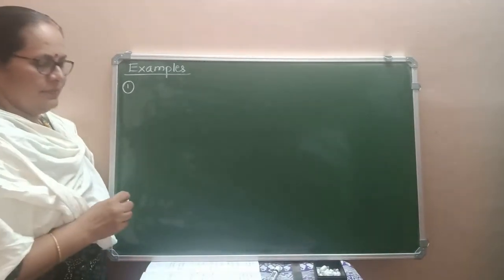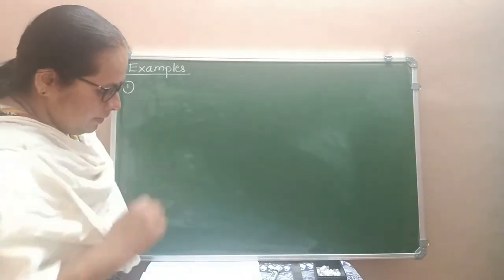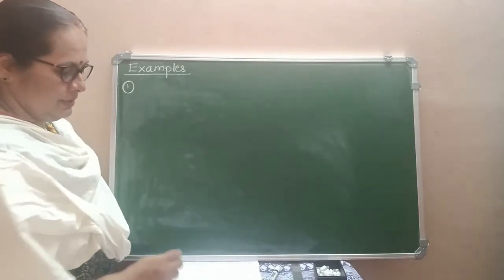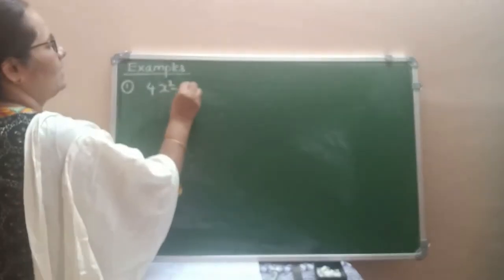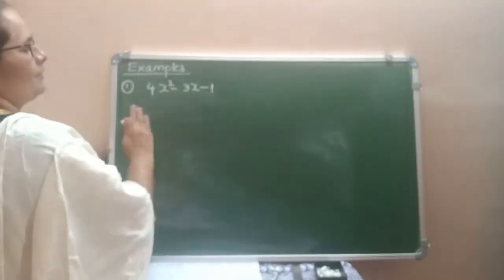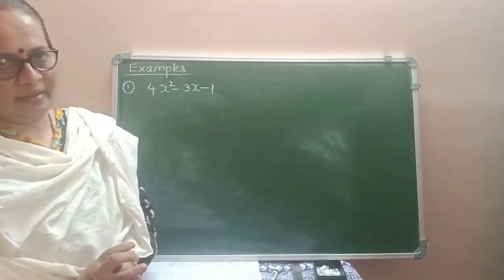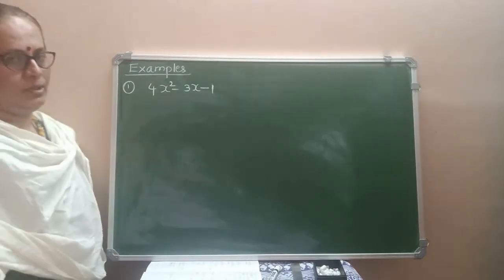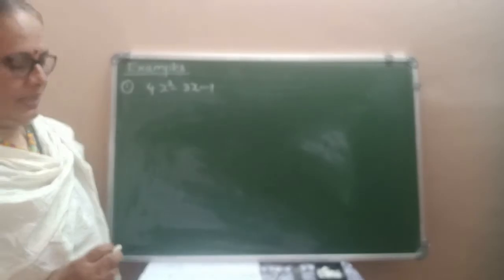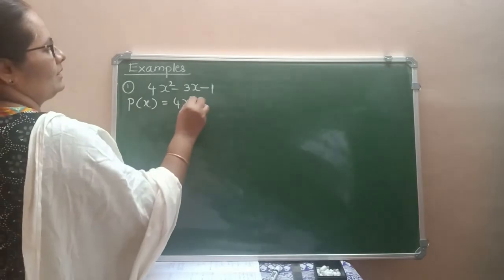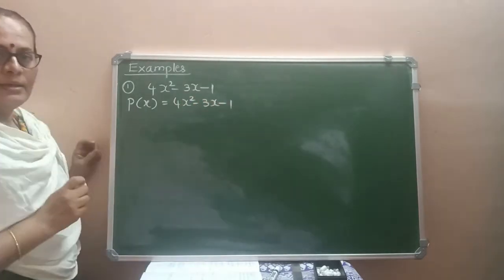Let us take some examples. Find the zeros of the following polynomials by factorization method and verify the relation between zeros and coefficients of the polynomials. For example, 4x square minus 3x minus 1. At first you have to find the zeros of the polynomial by factorization method. Then you have to verify the relation between zeros and its coefficients. Okay. Now p of x equals 4x square minus 3x minus 1. This is the given polynomial.